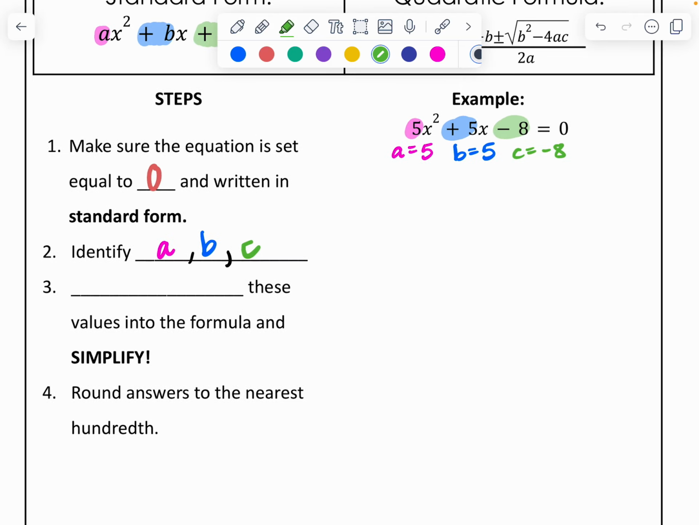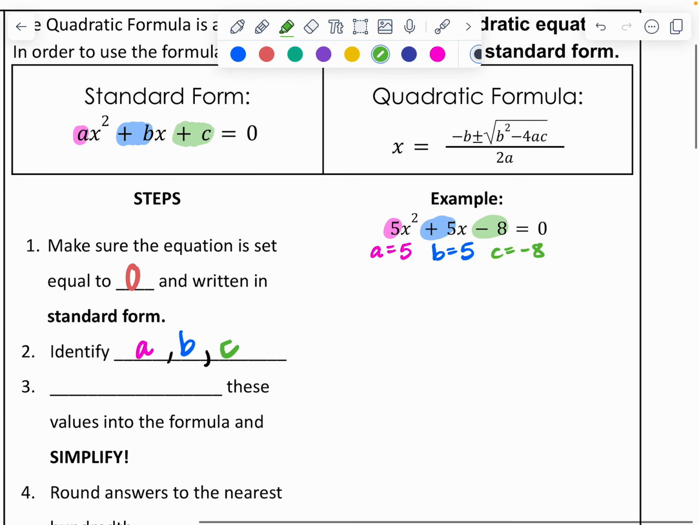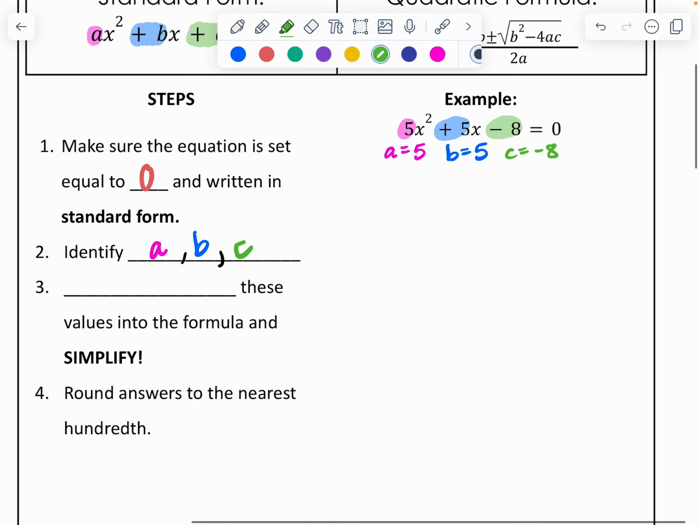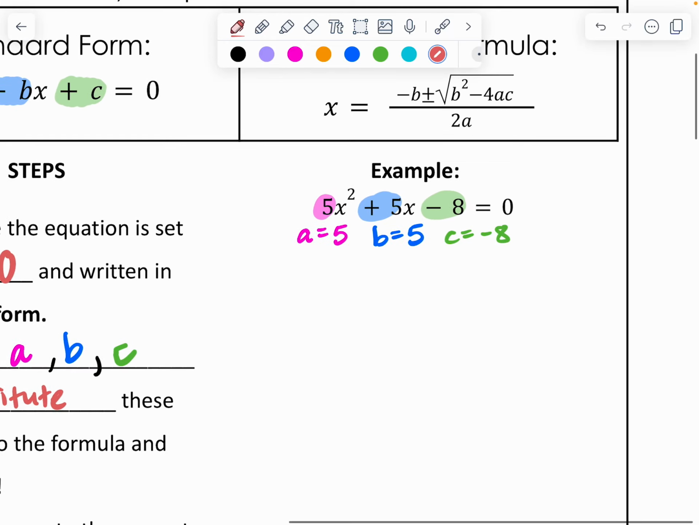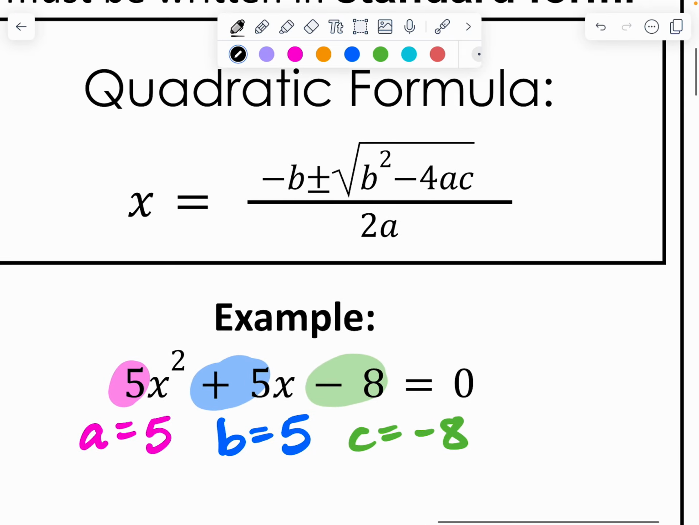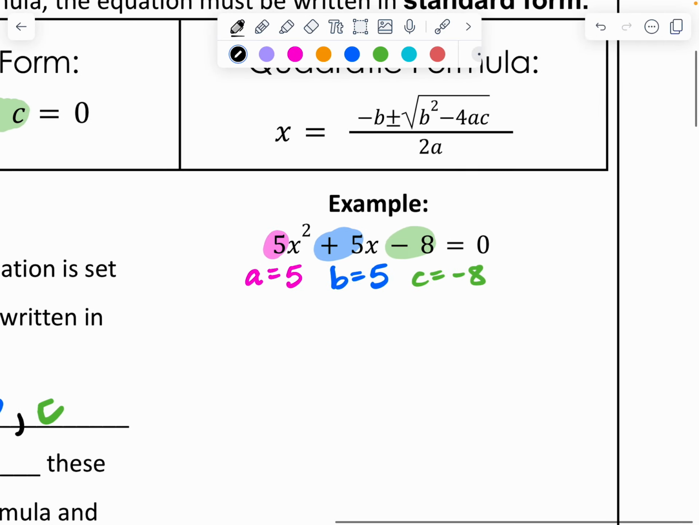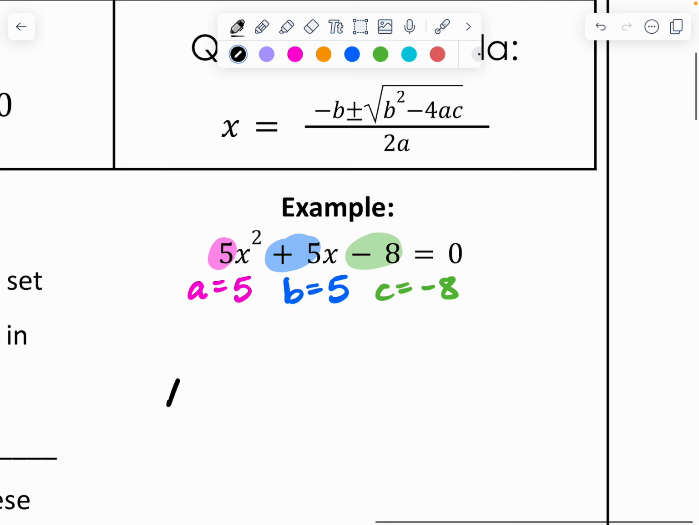So I'm going to show you how I set up the quadratic formula to make sure that I type it into the calculator exactly correctly and get the right answer. So we are going to substitute these values into the formula. I'm going to rewrite this equation, and everywhere that I see a letter, I'm going to put a set of parentheses. Everything else stays exactly the same.